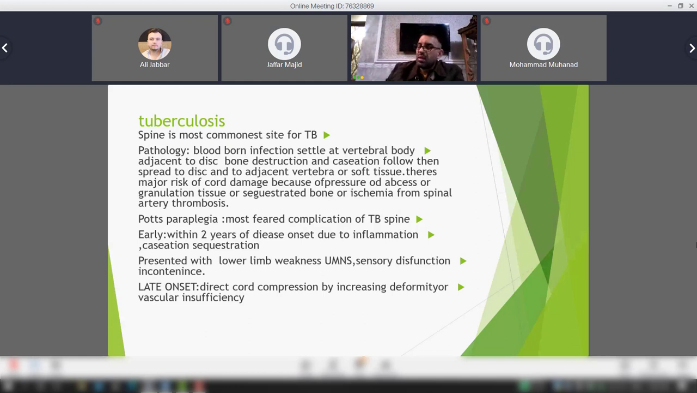We call it Pott's paraplegia, which is the most feared complication of the TB. Early, within 2 years of disease onset, due to inflammation, caseation, and sequestration. Pott's paraplegia, what does it mean? It means compression on the cauda equina or compression on the spinal cord. Could be early by caseation, by inflammation, by sometimes sequestration. Sequestration, because a bony part of the vertebra comes out onto the spinal cord posteriorly and can compress it.